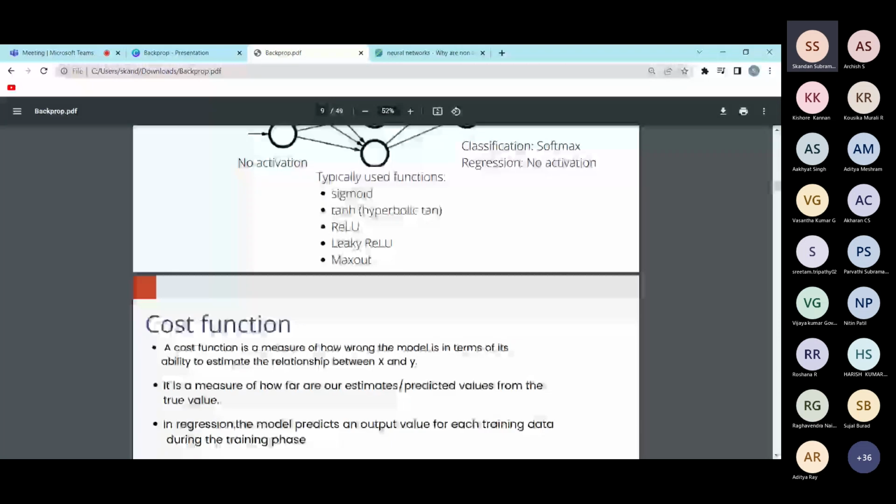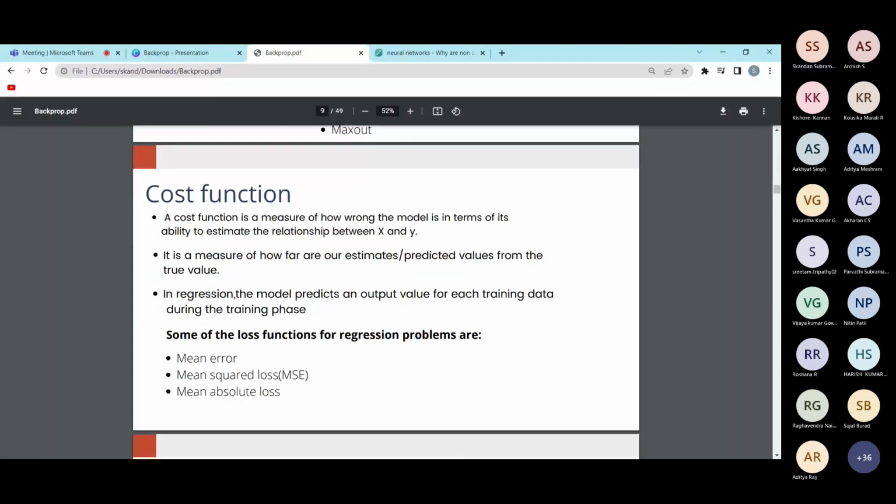Now we'll be going into cost functions, which will be explained by Kishore.